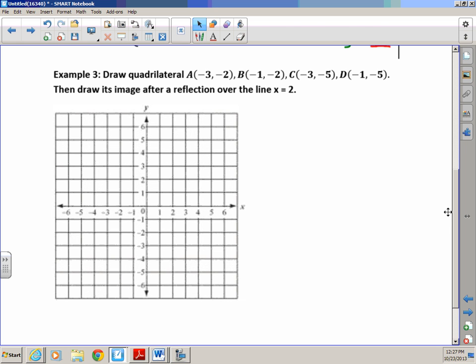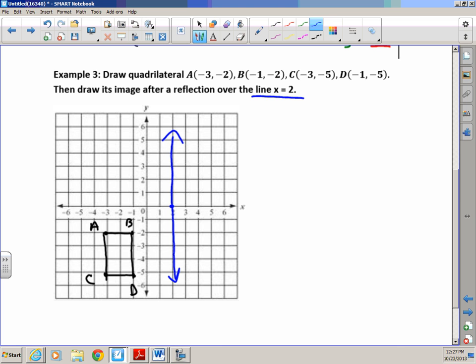Now, here's why that counting concept is important. I'm going to draw the quadrilateral ABCD. A is (-3, -2). B is (-1, -2). C is (-3, -5). And D is (-1, -5). Now, I'm asking you to reflect it, but not in the x or y axis, but over the line x equals 2. Well, where's the line x equals 2? Here is where x is equal to 2 on the x-axis. The line x equals 2 is this vertical line.